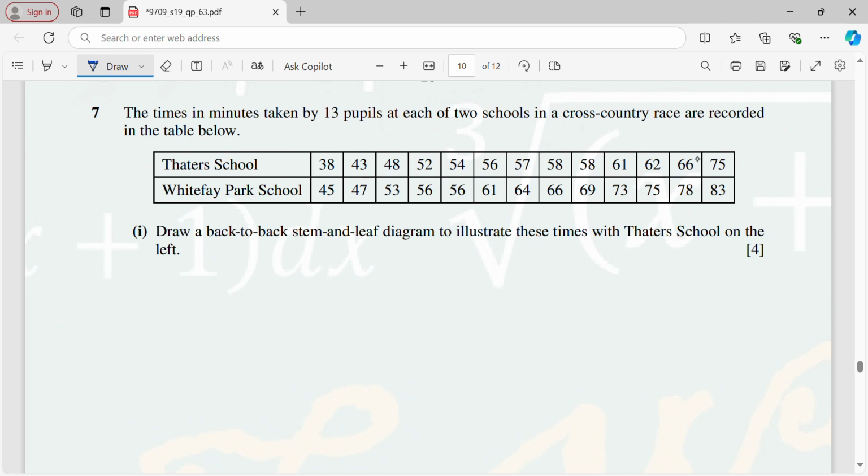Now question number 7. The times in minutes taken by 13 pupils at each of the 2 schools in a cross-country race are recorded in the table below. Okay, so you have 13 data for each school. Now draw a back-to-back stem and leaf diagram to illustrate these times with Tater's school on the left. Okay, this is on the left. So the White Fair Park school will be on the right.